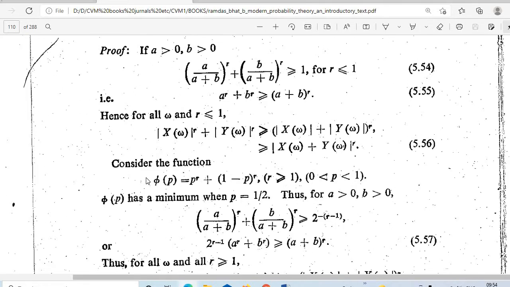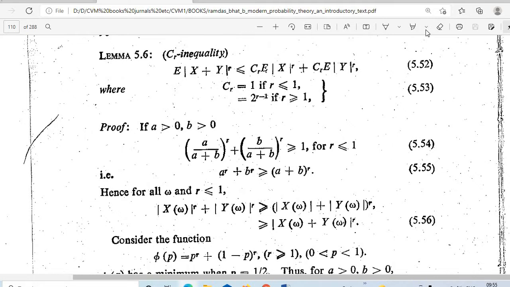Now we consider a mathematical function phi of p is equal to p raised to r into 1 minus p raised to r, r greater than or equal to 1. And from equation 5.56 you can apply the expectation to both sides: expectation of mod x raised to r plus expectation of mod y raised to r.